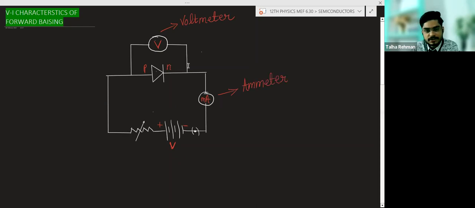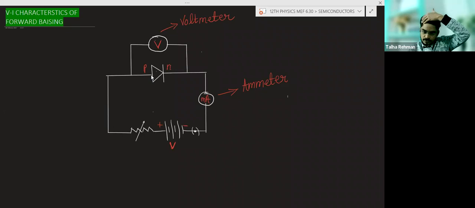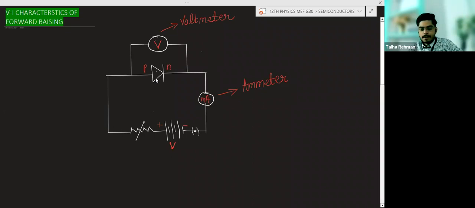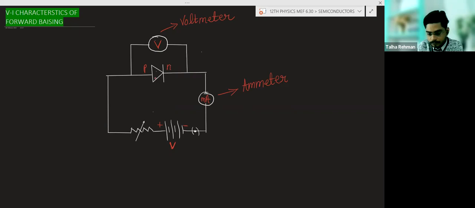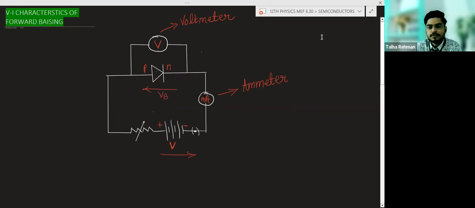Voltmeter is used to measure the voltage, ammeter is used to measure the current, and ammeter is always connected in series, voltmeter is always connected in parallel. And this diode here is in the forward bias condition. So I told you that this potential will be from positive to negative, and this potential will be from N to P. That will be the potential barrier.